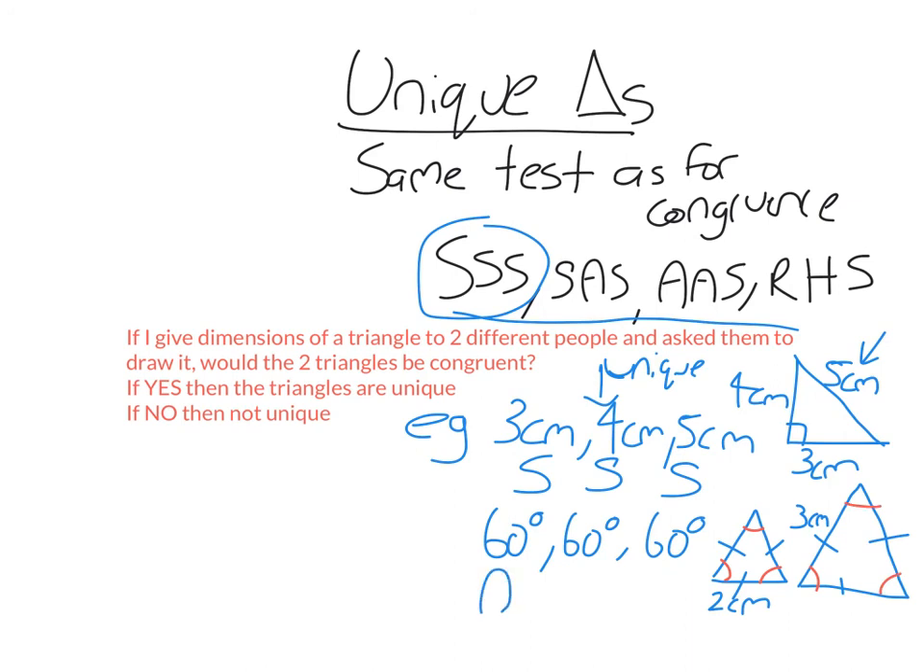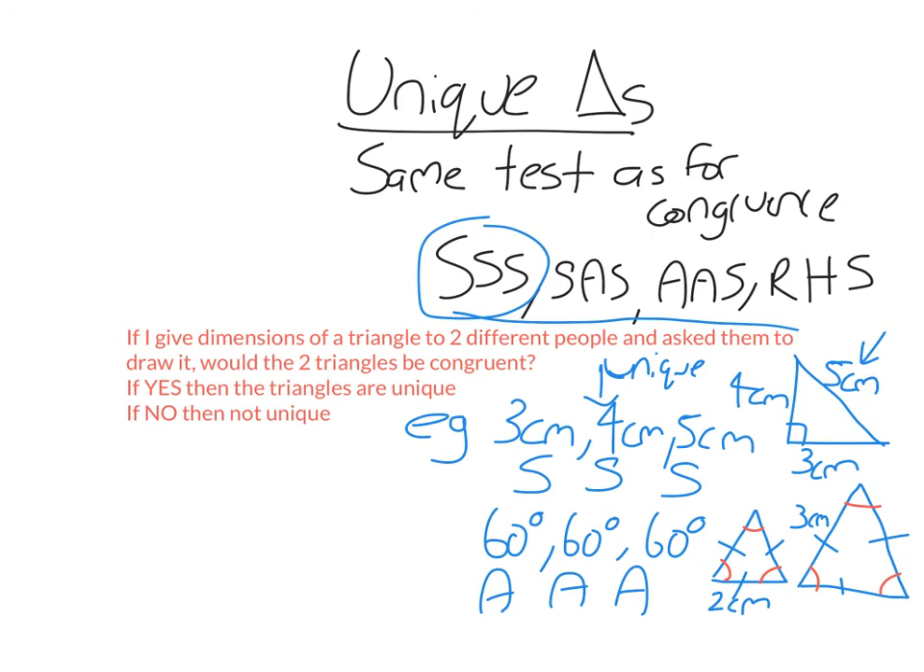And that's because I've given you 3 angles. Now, AAA is not a test for congruence, nor is it a test for uniqueness. That's because if 2 triangles have the same set of angles, if pairs of corresponding angles are equal, it doesn't mean they'll be the same size. They may have different side lengths. And I've just shown you an example of that here.